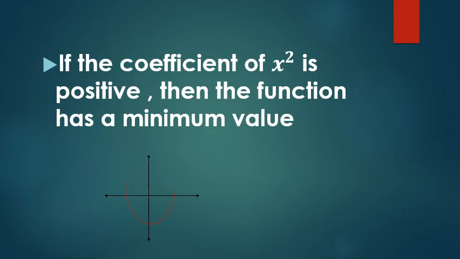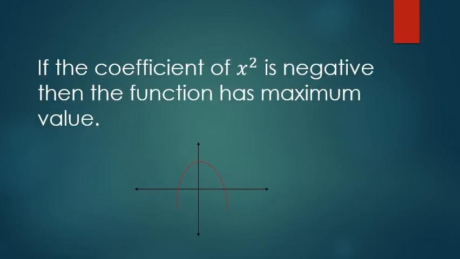And a very important rule: if the coefficient of x squared is positive, then the function represented by a curve has a minimum value. But if the coefficient of x squared is negative, then the function has a maximum value.